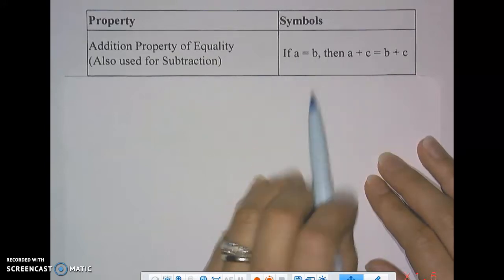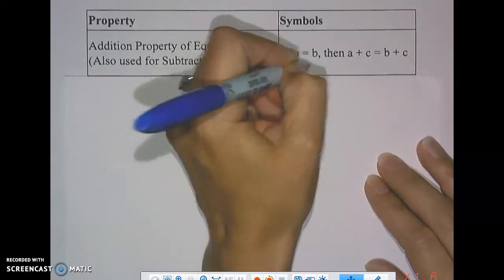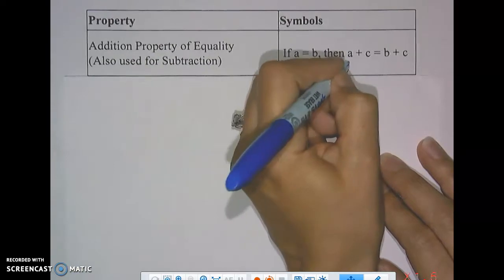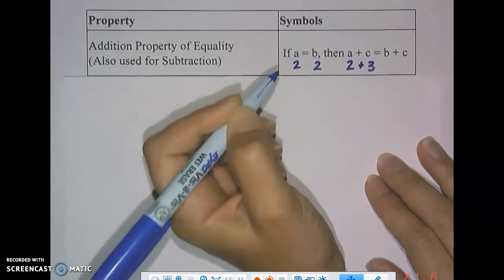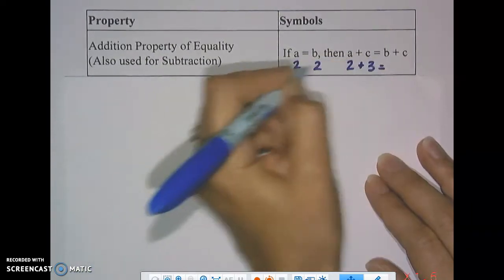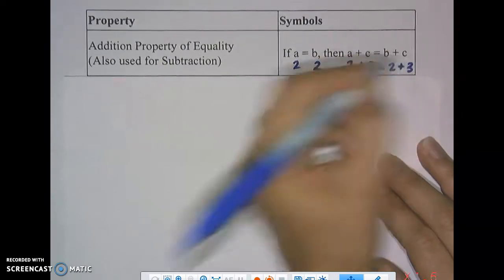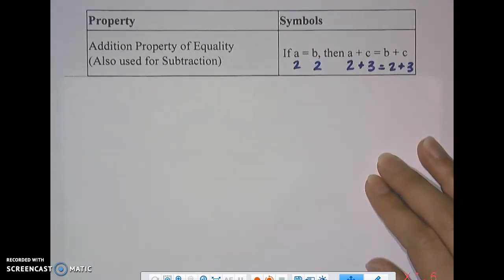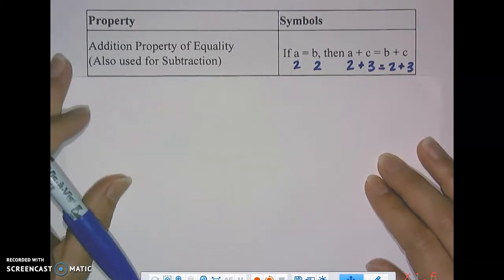So for example, if A was 2, that means B would have to be 2. So if I take 2 and I add 3 to it, well, since A and B are the same number, I would take 2 and add 3 to it again. We're going to get 5 on both sides. Okay, so if you add a number to both sides, that's the addition property of equality.